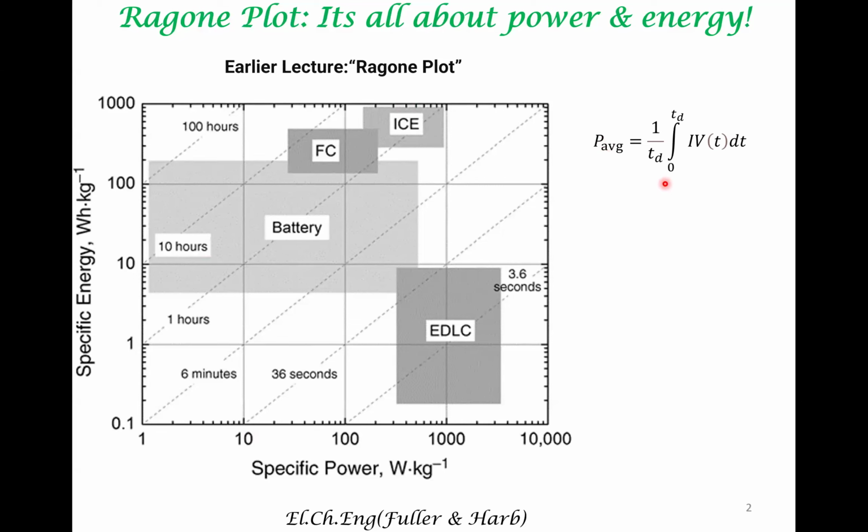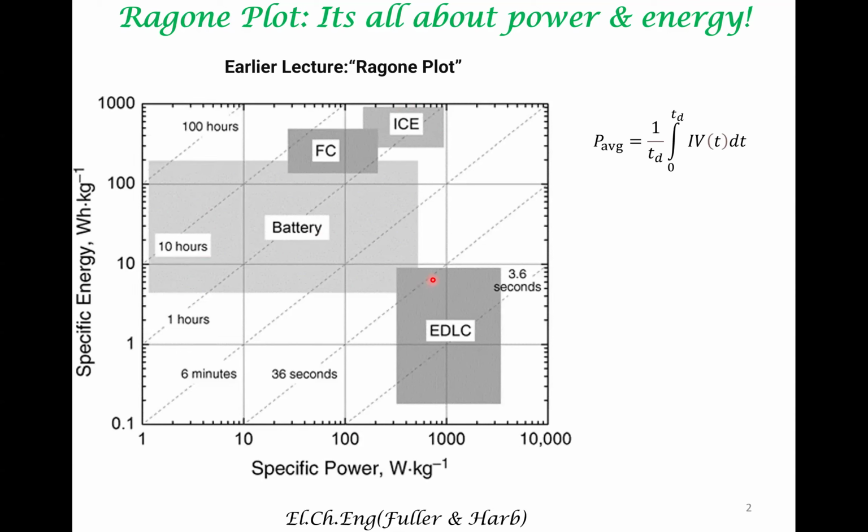And what we see is that electrochemical double layer capacitors are devices which have rather high specific power in relative terms compared to other electrochemical energy conversion and storage devices. Batteries and fuel cells are the other electrochemical devices we are comparing. This is internal combustion engine. As opposed to batteries and fuel cells, electrochemical double layer capacitors have less specific energy.